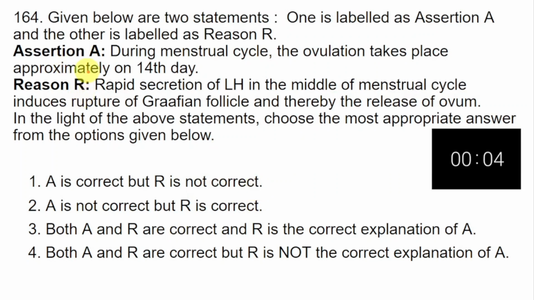Assertion reason question. Assertion says during menstrual cycle, the ovulation takes place approximately on 14th day. This is correct. Reason statement says rapid secretion of LH, luteinizing hormone, in the middle of menstrual cycle induces rupture of Graafian follicle, correct, and thereby release of ovum, correct. So both are correct and this is the explanation of A. So the answer will be option 3.